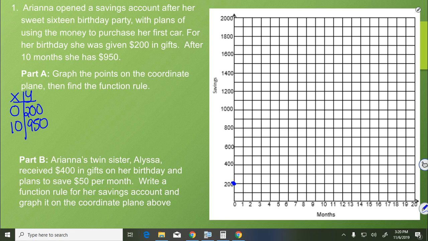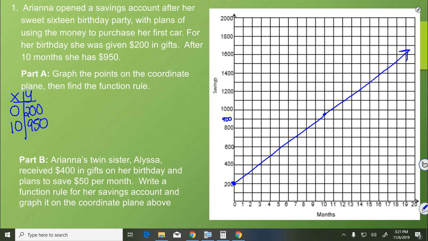Well, since these are not set up by 1s, they're in 100s, 900 would be between 800 and 1,000, and 950 would be between those two. So right here, because here is your 900, and 950 would be in between those two. Then you can take your straight edge and neatly draw your line between those 2 points with an arrow on the end.